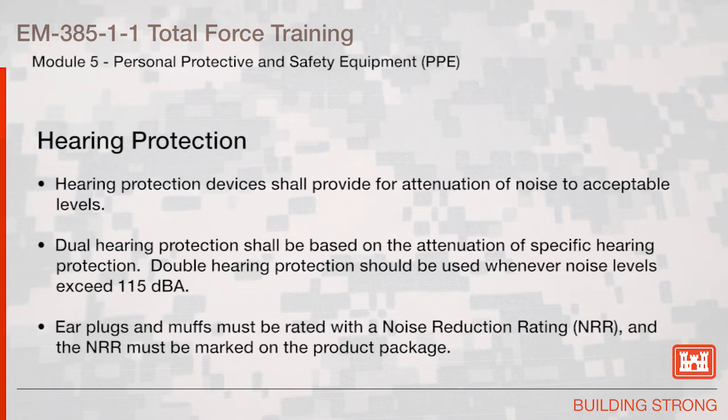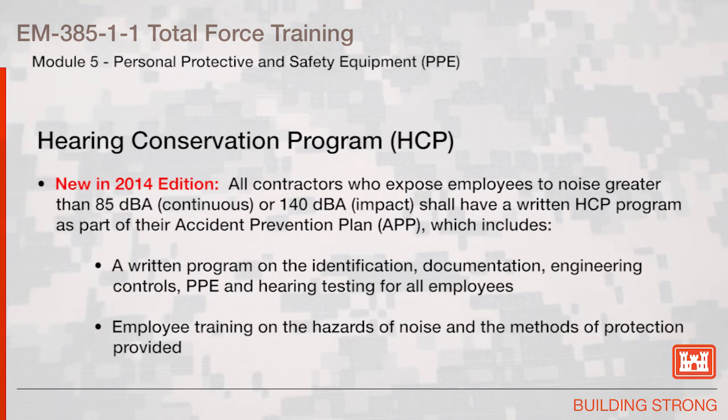Dual hearing protection shall be based on the attenuation of specific hearing protection. Double hearing protection should be used whenever noise levels exceed 115 decibels. Earplugs and muffs are rated with a noise reduction rating, or NRR, and the NRR must be marked on the product package.